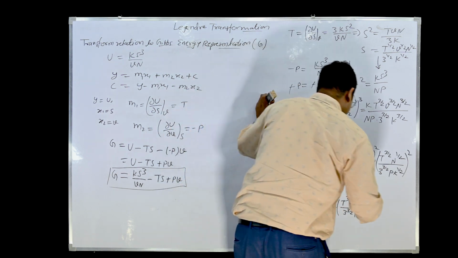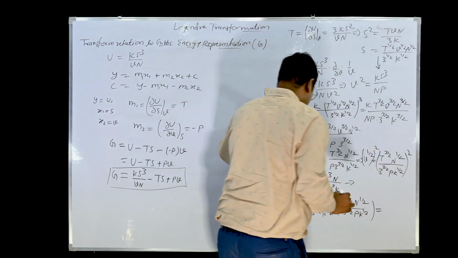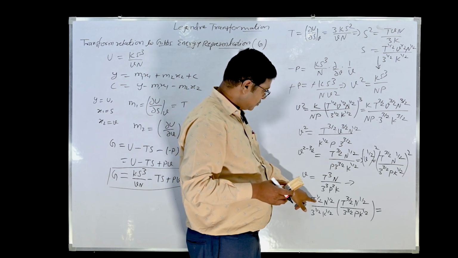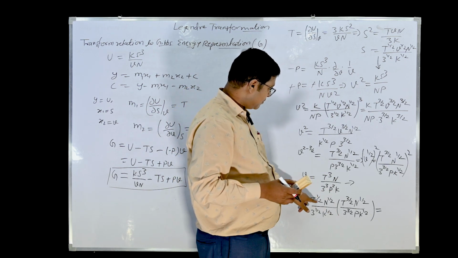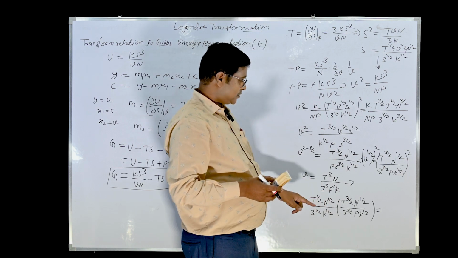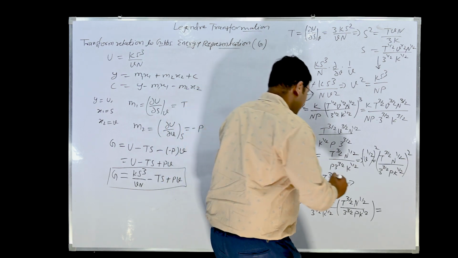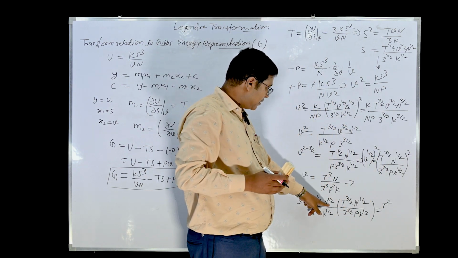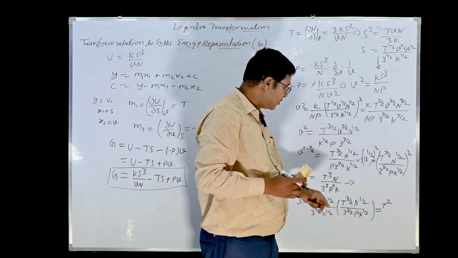By solving this, what will we get? T to the power 1 by 2 and T to the power 3 by 2. So 1 by 2 plus 3 by 2 is 4 by 2, meaning square. So T square, N to the power 1 by 2 and another N to the power 1 by 2 is N.